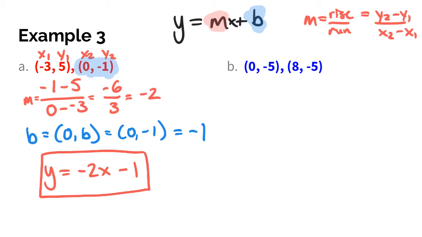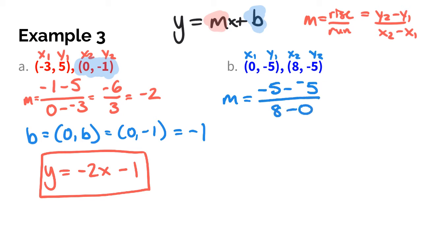Similar example here. To find my slope, again, I'm going to look at my x values. So I have x1 and y1, and I have x2, y2. To find the rise, I'm going to subtract the y values, so -5 minus -5. And then I'm going to subtract my x values, so 8 minus 0, x2 minus x1. Simplifying the top, -5 minus -5 is going to give me 0. 8 minus 0 is 8. And if I divide those out, that simplifies down to 0.